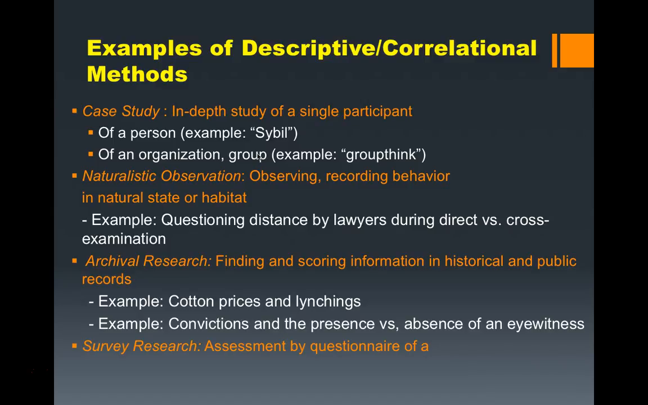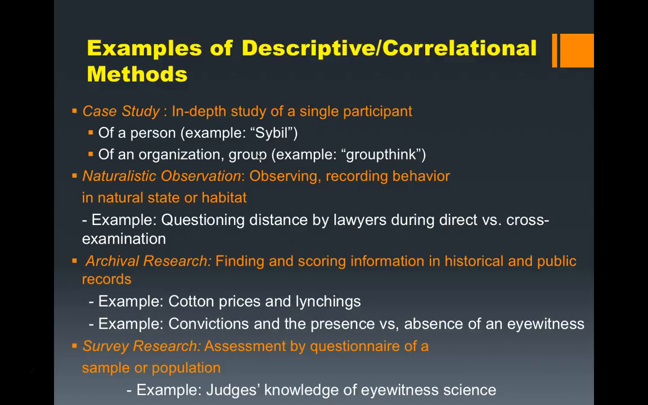Okay, so that's assessment by questionnaire of a sample or a population. For example, you might do a survey where you go out and send questionnaires. You might do a survey looking at how much judges in general know about eyewitness science. You might send them a survey asking them questions to get an idea of what the level of knowledge is. That would involve a survey.